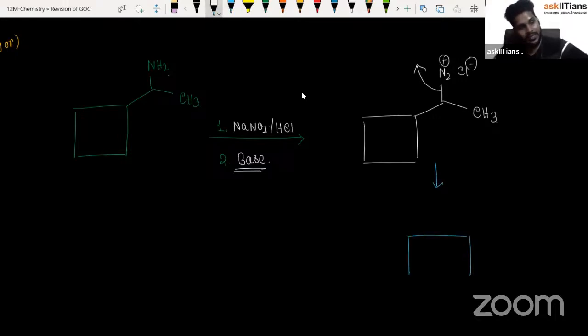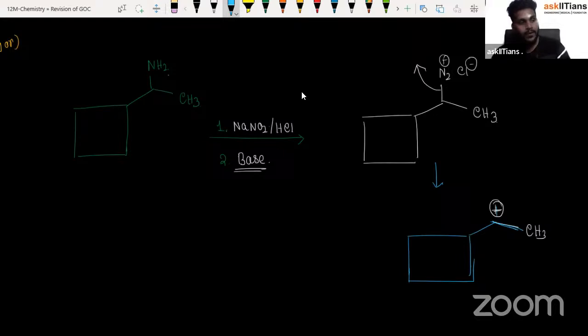Because you can clearly see it's a 4-member ring. And I told you, whenever there is a ring lesser than 5 or 6 member, it always has the potential for a ring expansion. And for a ring expansion, guys, you have to make sure that it is undergoing a SN1 mechanism. Otherwise, if there is no carbocation getting formed, it cannot undergo ring expansion, right?